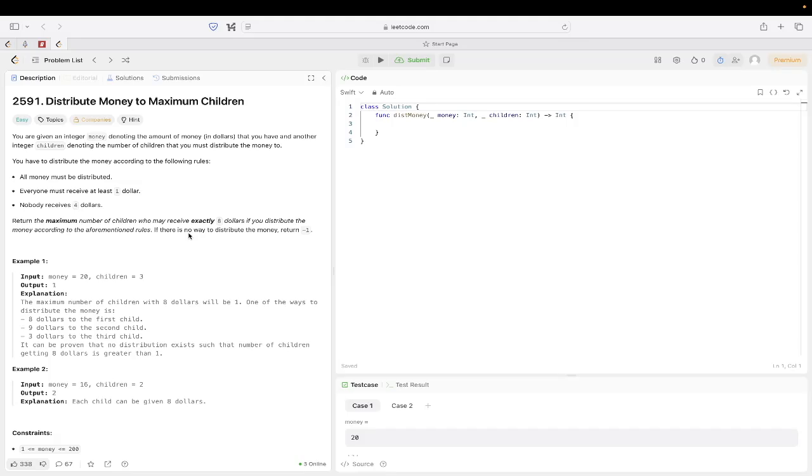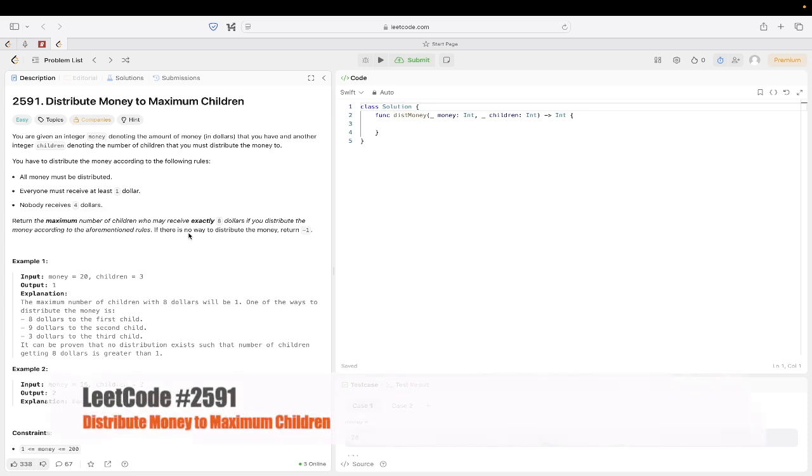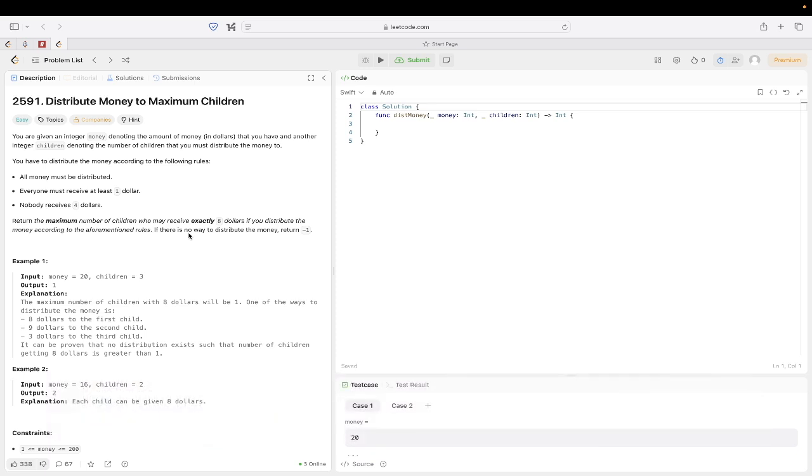So, LeetCode problem 2591. Distribute money to maximum children.